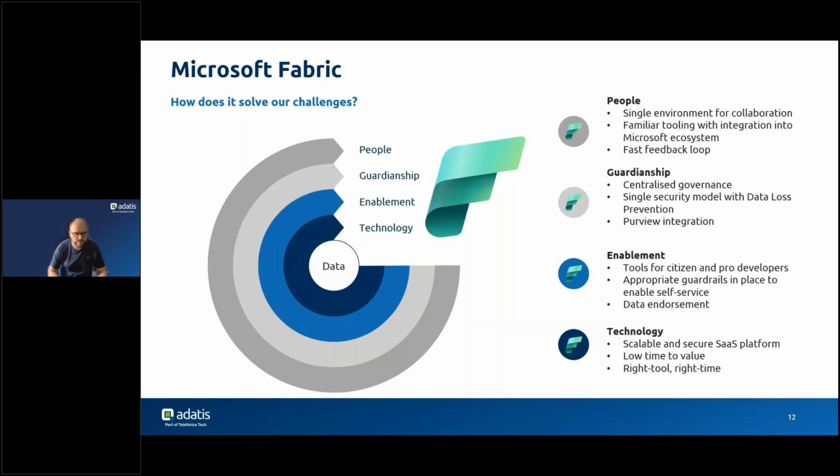From a governance point of view, we've got centralized governance through the use of Purview and through the OneLake platform. And we've got a single security model with a lot of the data loss prevention features that are built into Office 365. So we've got a really strong way to start governing our data and understanding where that data is being used. From the people side, we've got a single environment for collaboration, and we've got familiar tooling that is very similar to what most people have seen in the wider Microsoft ecosystem in tools like Office 365.